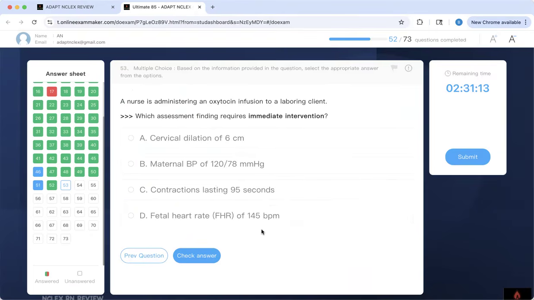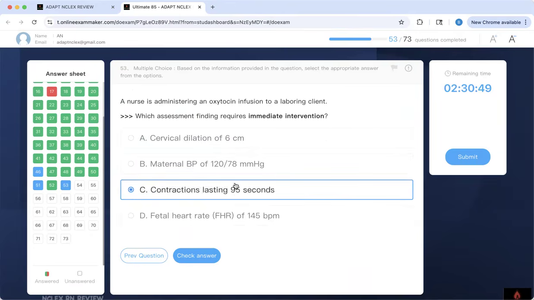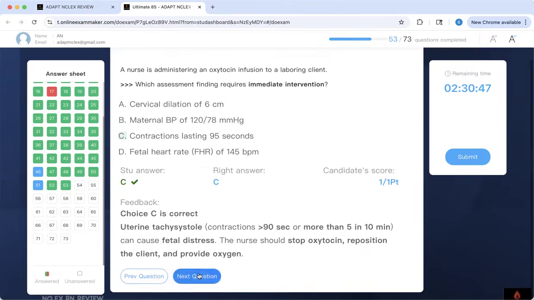This is administering Pitocin infusion to a laboring client, which assessment finding requires immediate intervention? If I give you Pitocin, cervical dilation, 6 centimeters, maternal blood pressure normal, your contraction lasting 95 seconds, and fetal heart rate is 145. Which one is bad? Your contraction should not last more than 90 seconds. This is 95 seconds. We should intervene.